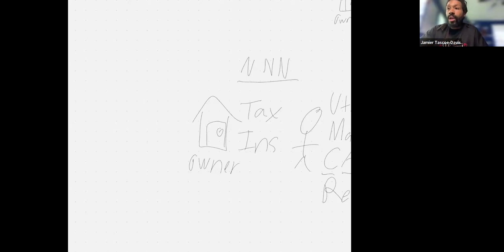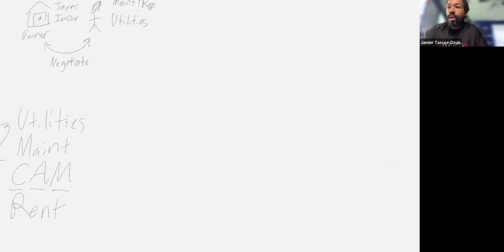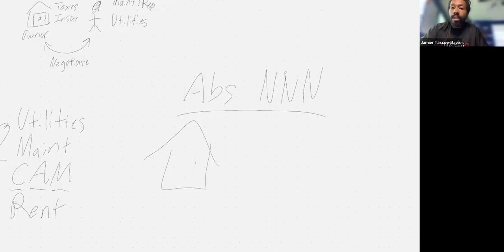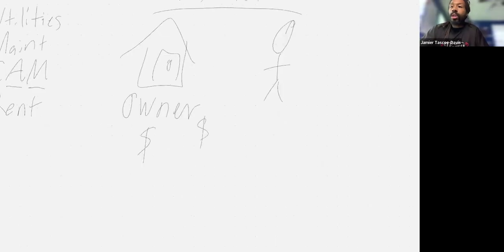And then I know we've got about 15 minutes left. The absolute net is essentially the holy grail of the holy grail. You can't go wrong with it. Why can't you go wrong with it? Because as the owner, all you're doing is collecting dollars. You're collecting the dollars while the tenant pays for insurance.